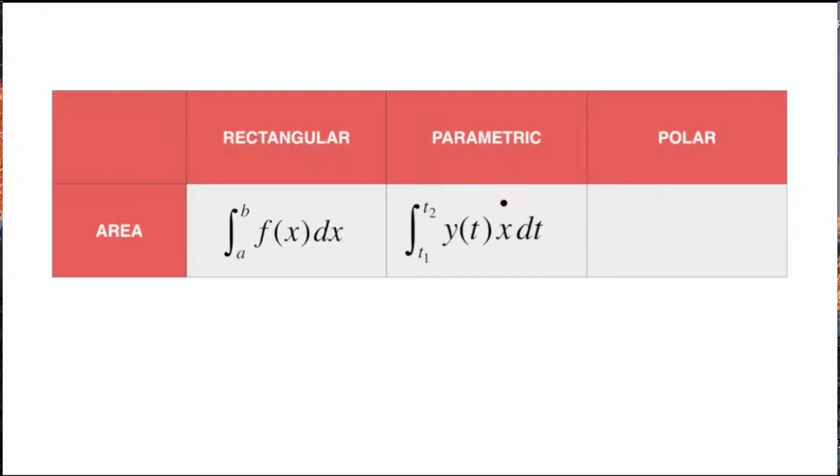And then for the polar one, do you still remember the relationship between rectangular and polar? Yes. So the polar one becomes one half of the integral from theta 1 to theta 2 of r squared d theta. The reason there is a 1/2 is because the polar segment looks like a triangle. Okay, thank you guys.